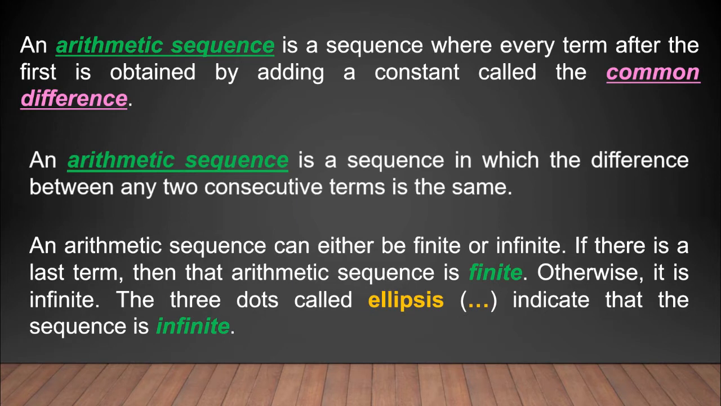Now, an arithmetic sequence can either be finite or infinite. If there's a last term, then that arithmetic sequence is finite. Otherwise, it is infinite. The three dots called ellipses indicate that the sequence is infinite. Now just take note that it is an arithmetic sequence if there exists a common difference between all consecutive terms in the sequence.